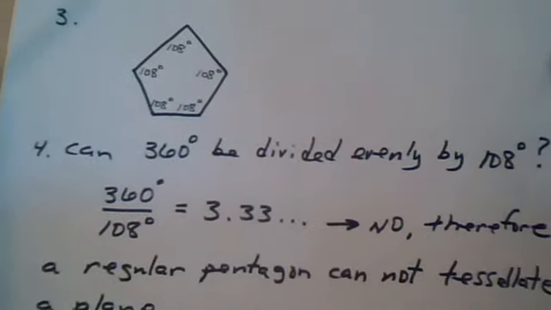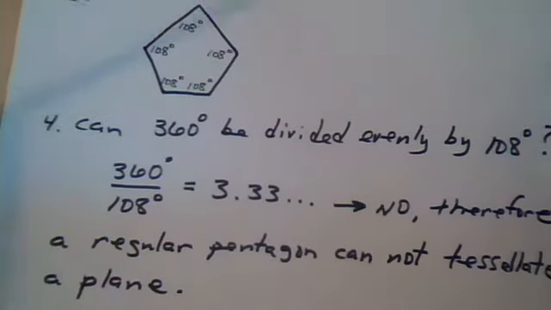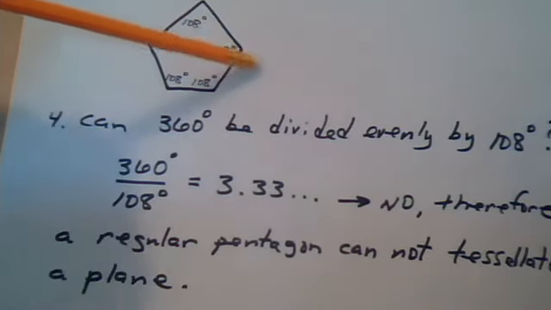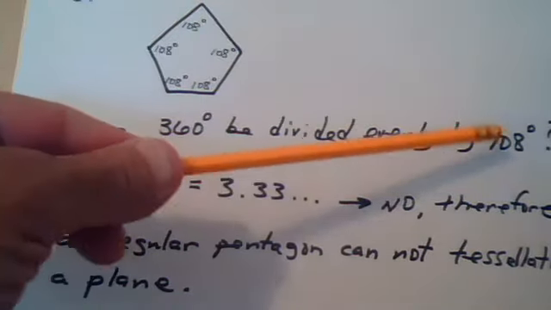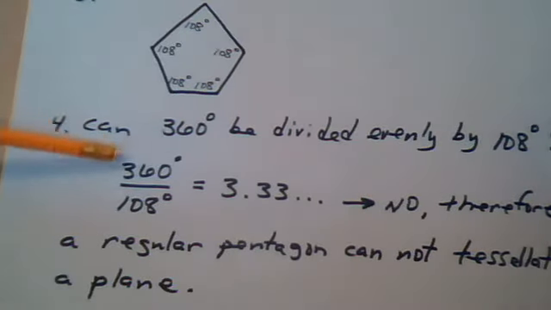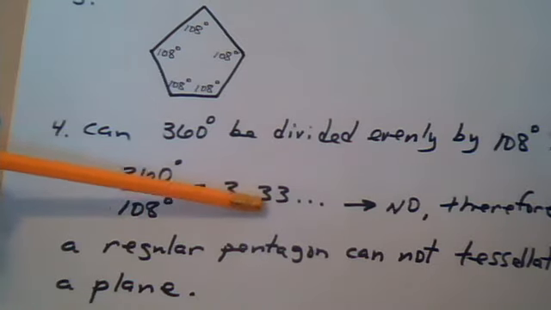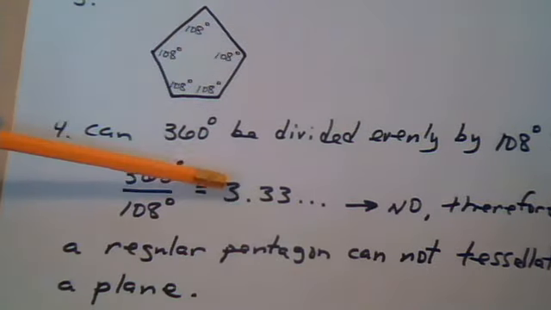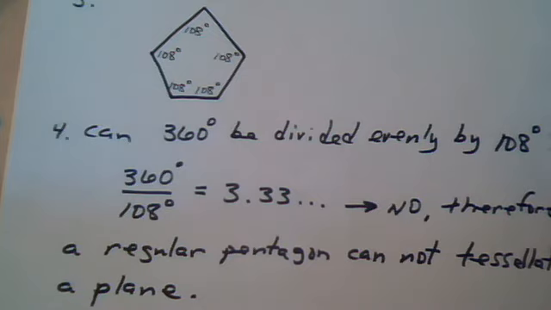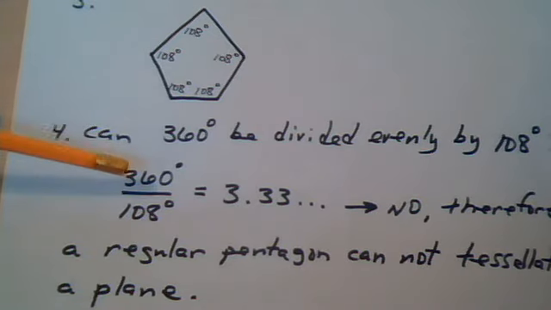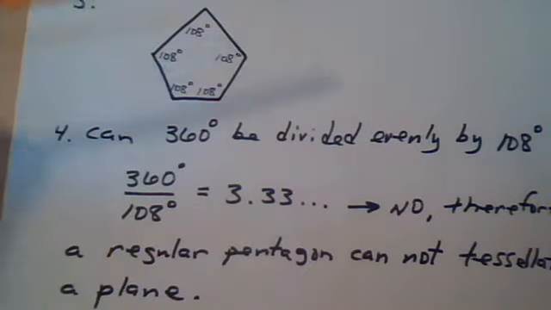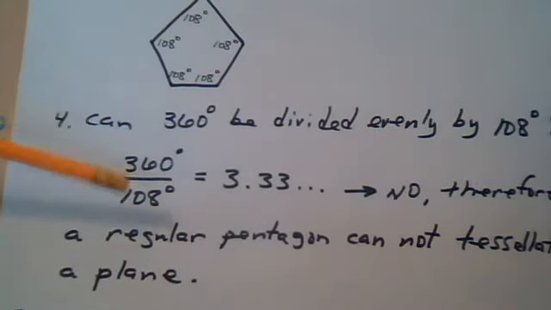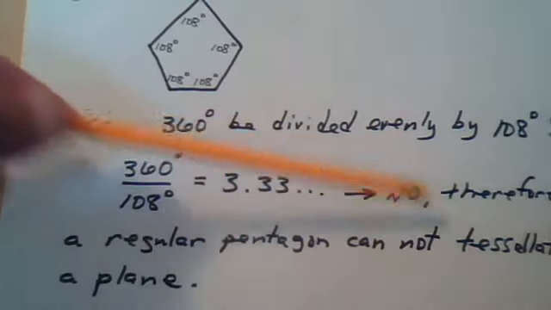So now we could ask ourselves the question, can I divide 360 degrees by 108 degrees? And this is what we get: 3.333 repeating. So we don't get exactly 3. So no, we cannot divide 360 degrees by 108 degrees evenly. Therefore, a regular pentagon cannot tessellate a plane.